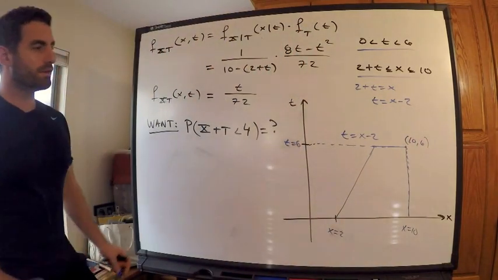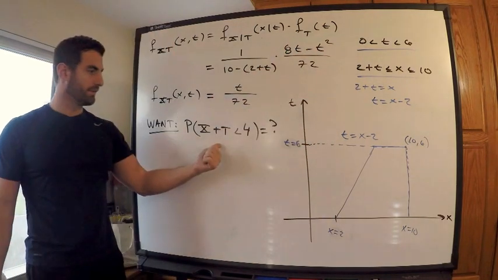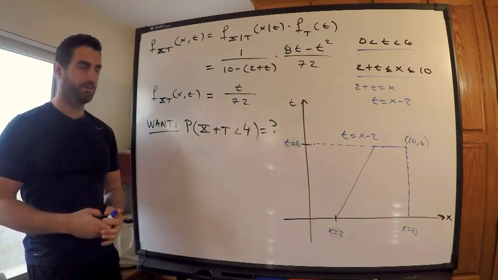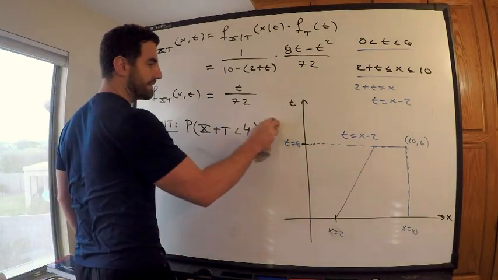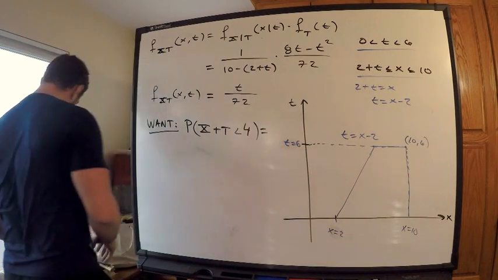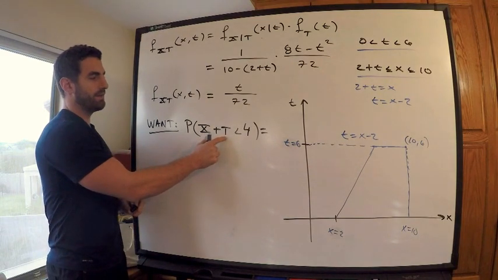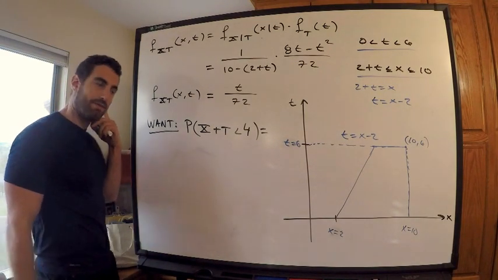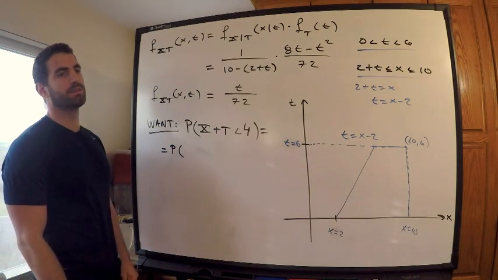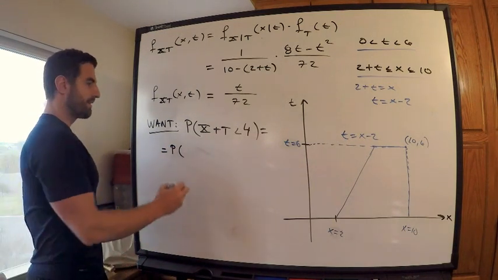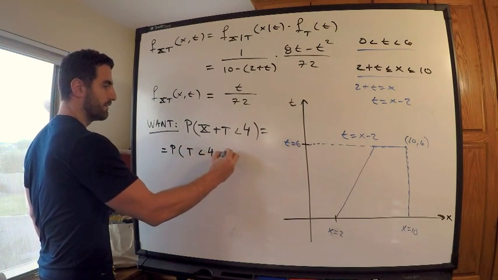All right, so now what I want to do, that's just taking care of these two. Now I want to take care of this. So what's up with the thing that I'm actually looking for, right? The probability that x plus t is less than 4. Well, this is equal to, again, for a question like this, I like to write everything in terms of my dependent variable, because that's how I like to graph things. So this is the probability that t is less than 4 minus x.